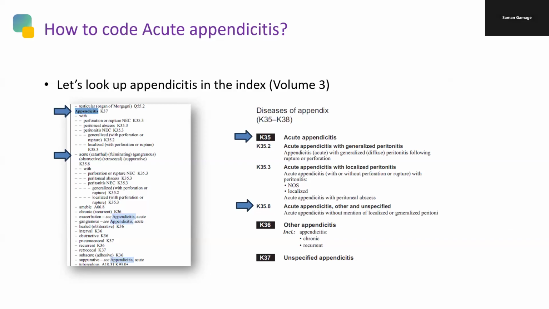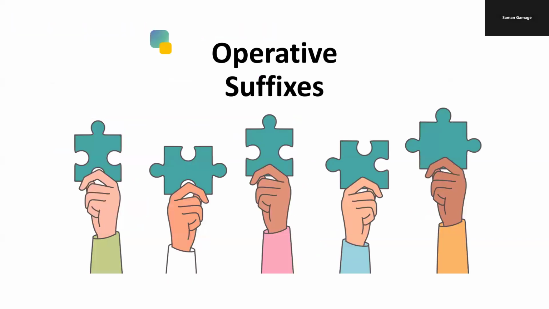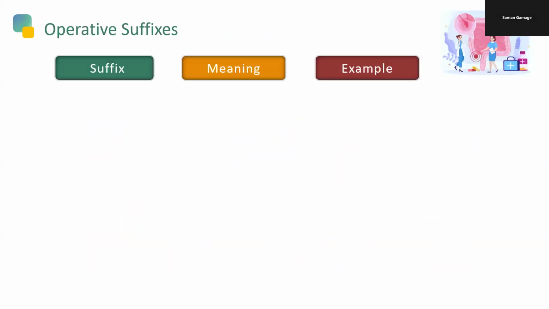Okay, these are common coding examples, and we explain how your terminology knowledge relates to your coding. So being coders, you require some knowledge in medical terminology. So that's why we conduct these sessions. Okay, let's move on to operative suffixes. As before, in the first column, you can find the suffix. In the second column is the meaning. Third column is the example.